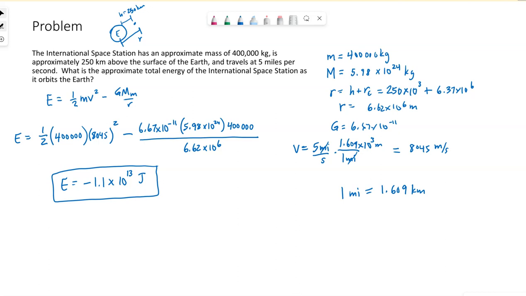So this one's different. We don't use conservation of energy because we're not relating two different locations, two moments in time. We're just looking at the orbital energy overall.